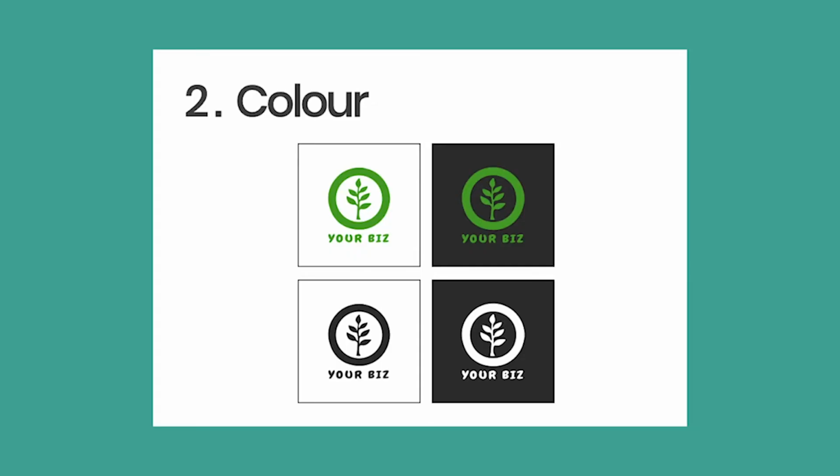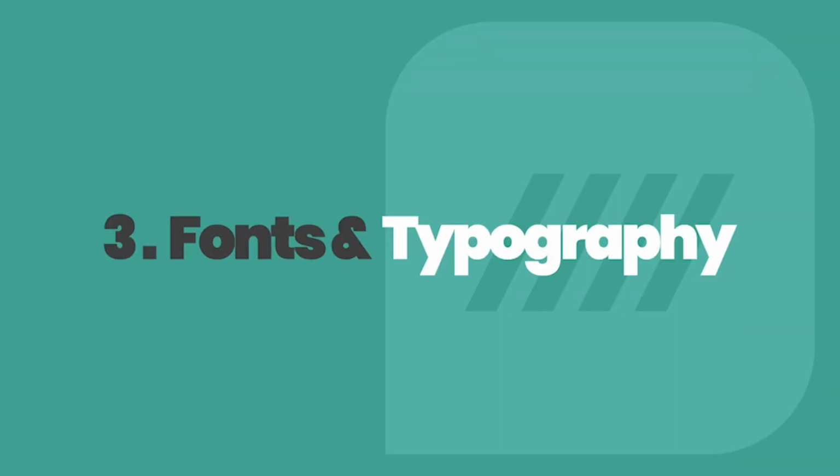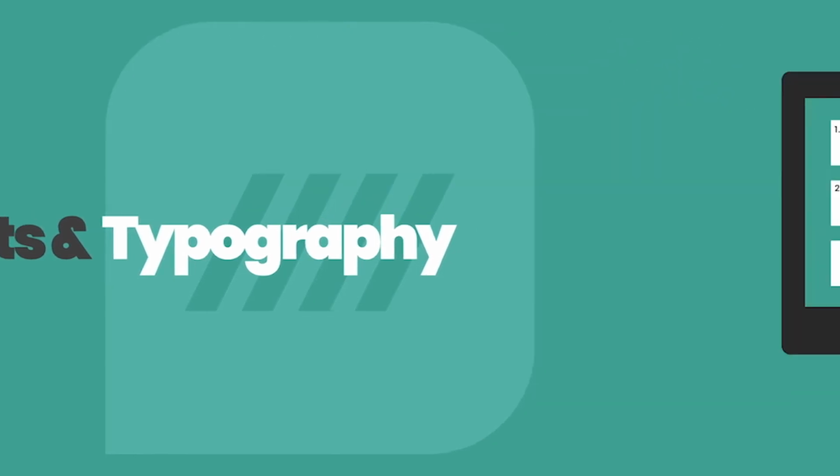Another thing to look at is how your color works on light and dark backgrounds, whether it be in color or black and white or grayscale. Depending on what color schemes you have for your organization, you've got to make sure it works on light and dark surfaces. All right, the next section we're looking at is fonts and typography.